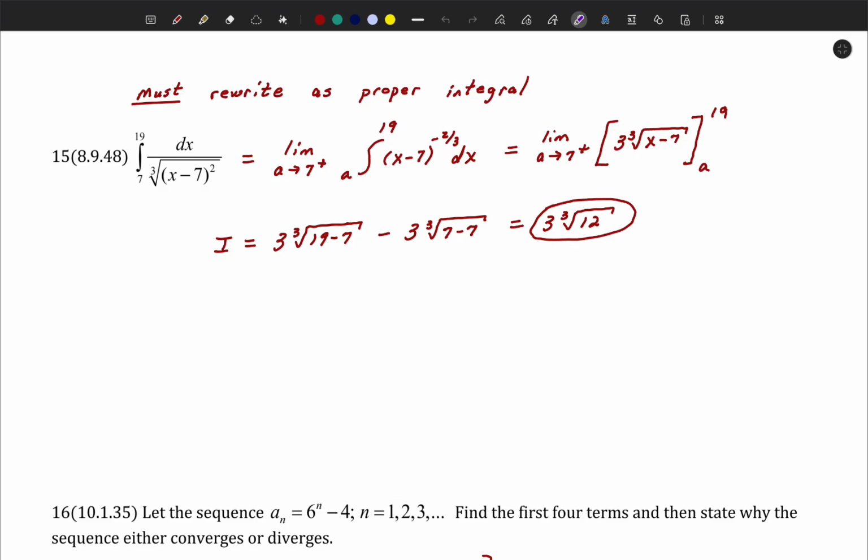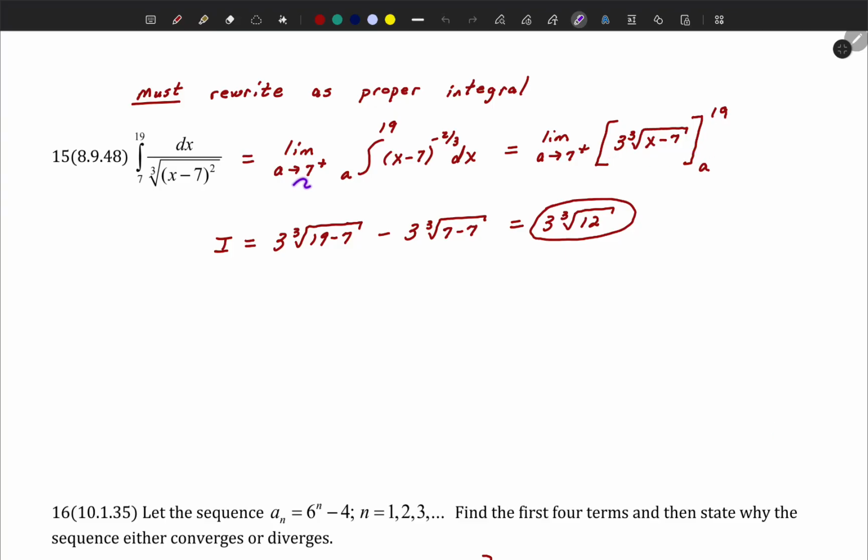So the one-sided limit as a approaches 7 from the right of the integral from a to 19. And I went ahead and put the inside part in a manner that makes it easier to integrate. That's the same thing as x minus 7 to the negative 2/3 power with respect to x. So then I can just integrate that with my power rule. I can say, well, x minus 7 to the negative 2/3 is going to become x minus 7 to the positive 1/3 divided by 1/3, which means times 3. So integrated on the inside.